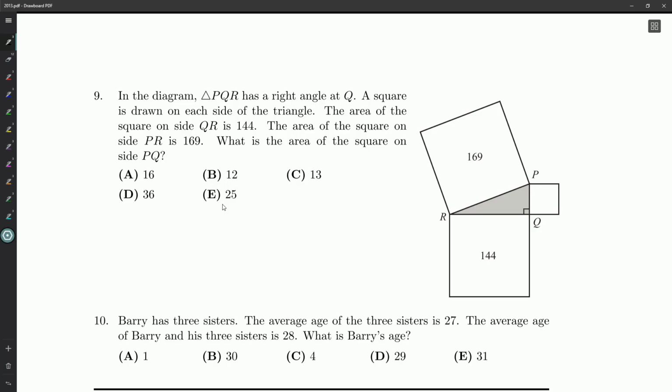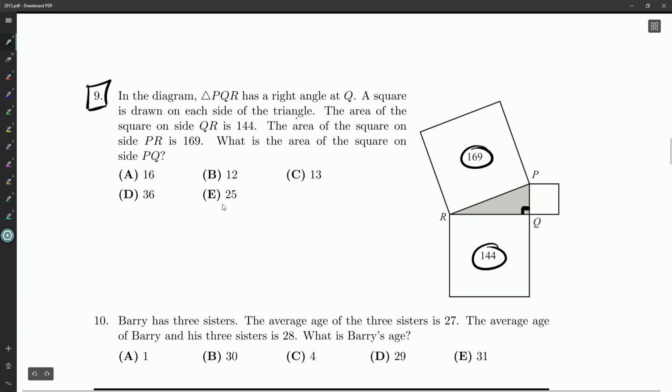Root Beer here, looking now at question 9 on our Cayley contest. In the diagram, triangle PQR has a right angle down here at Q. A square is drawn on each side of the triangle. The area of the square on QR is 144. The area of the square over here for RP is 169. What's the area of the square on side PQ?